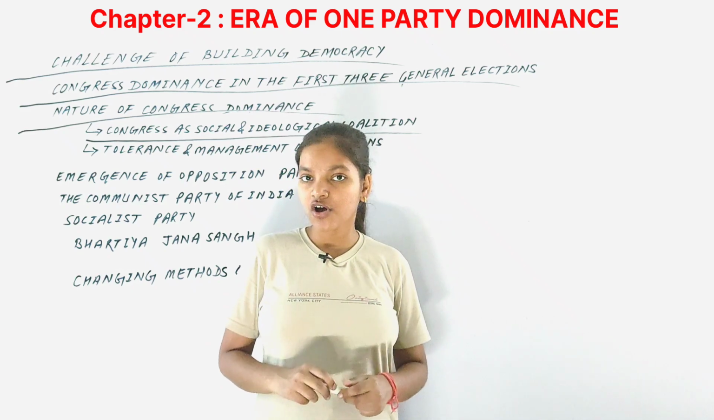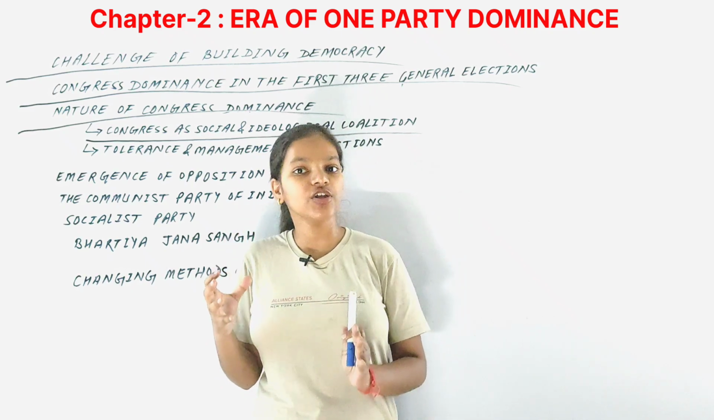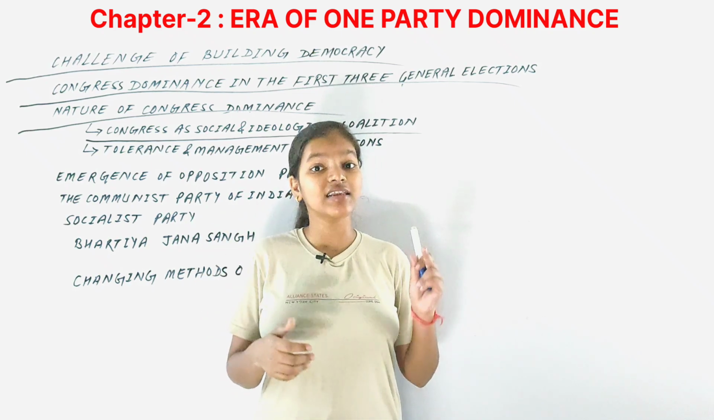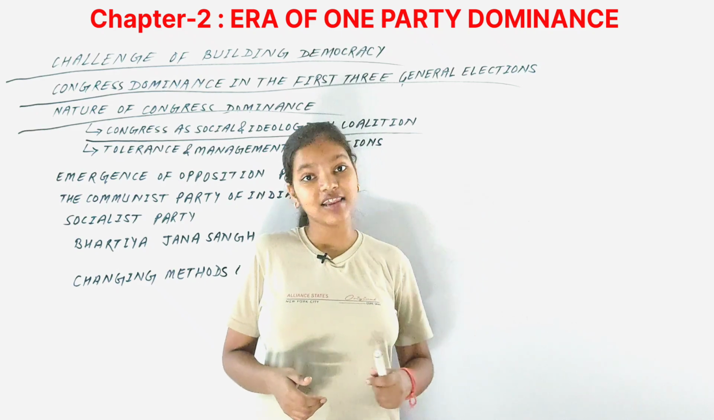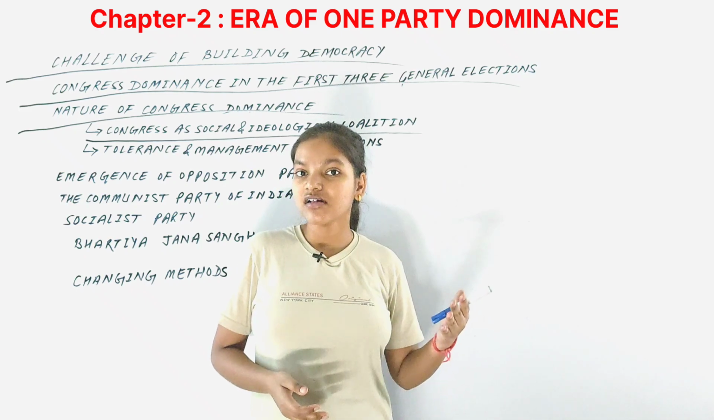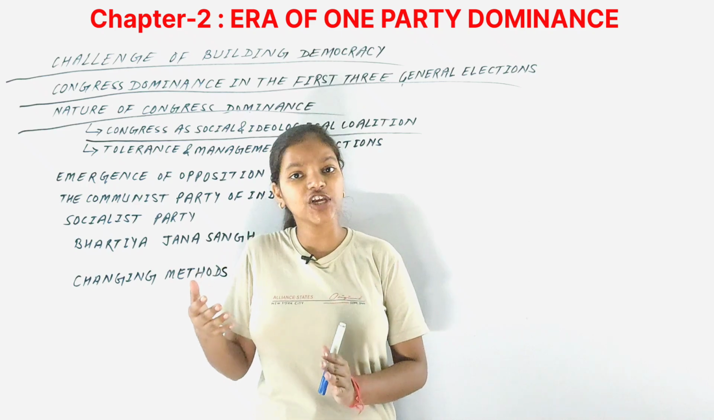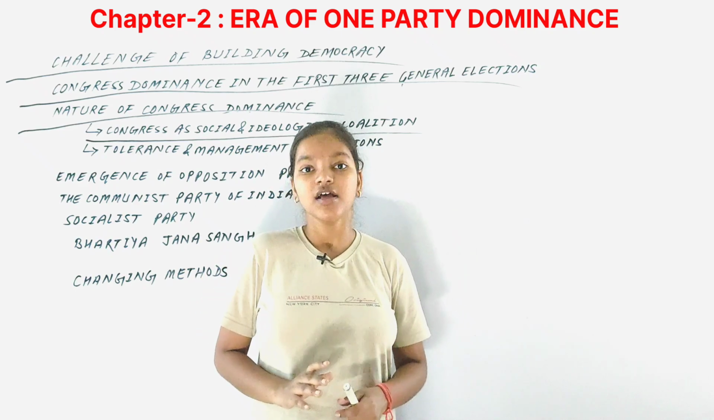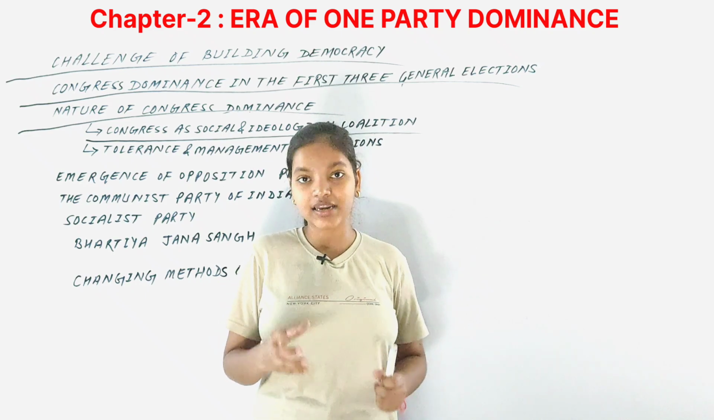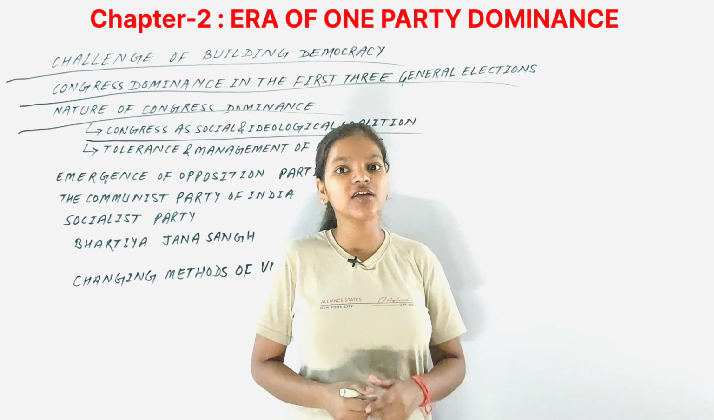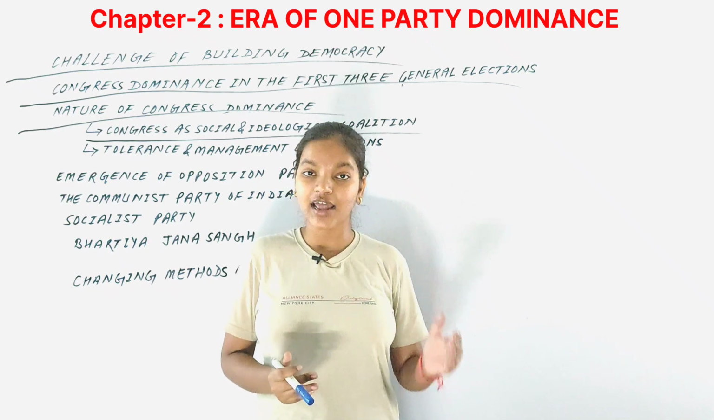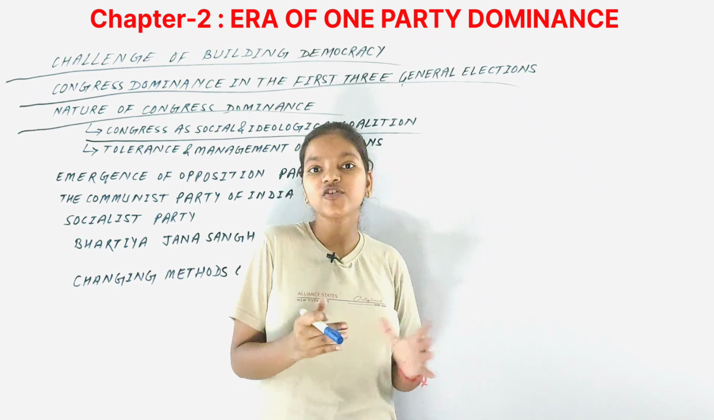When we talk about ideology, in terms of ideology as well, Congress is seen as a coalition at that time. Why? Because it included pacifists as well as revolutionaries, extremists as well as moderates, radicals, as well as many other different ideological people in the Congress party. So it is considered a coalition rather than a single type of party, and that is why, even if the Congress party was dominating the political system of the country at that time, it itself was so diverse.